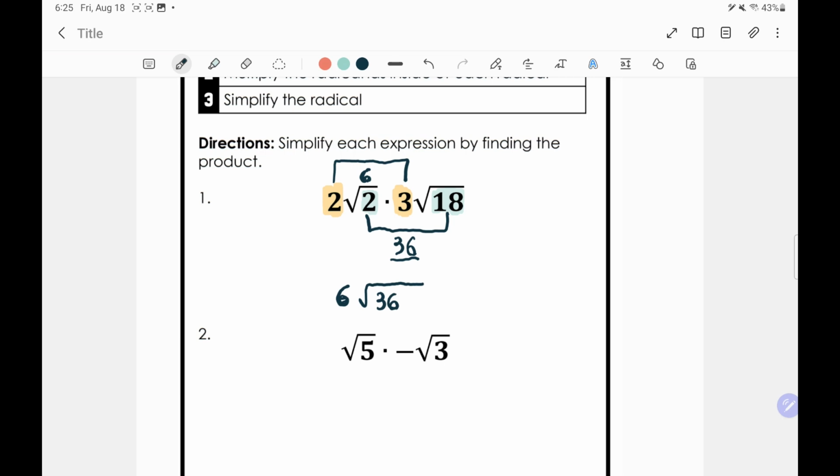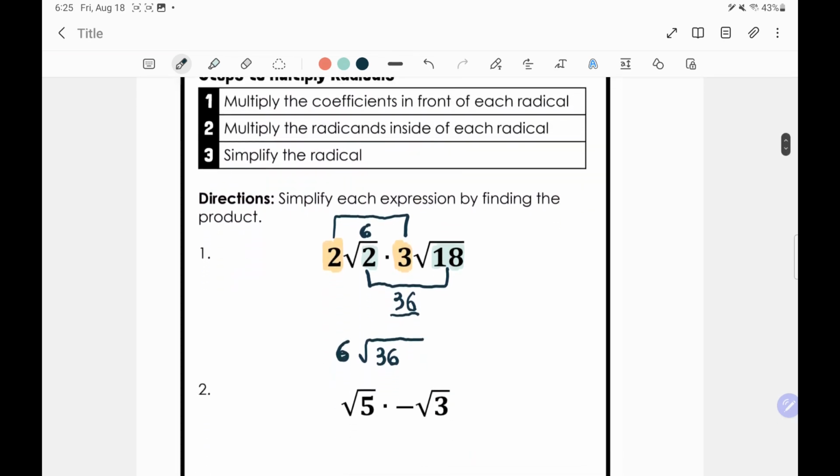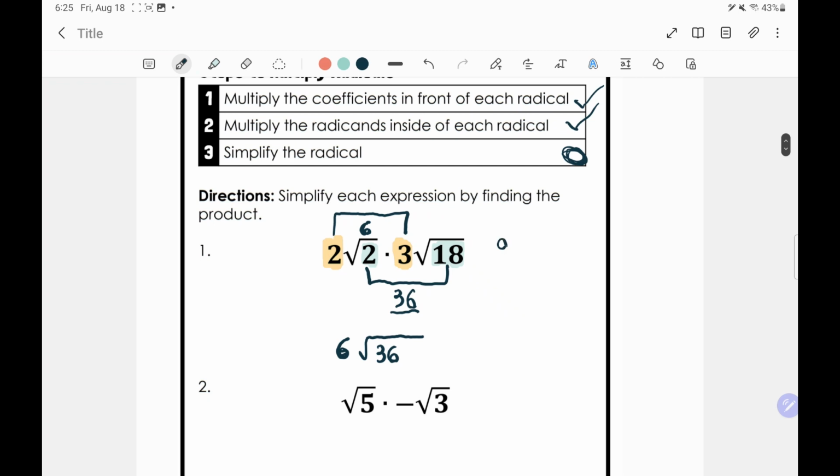Now, we finished step number 1, which is multiply the coefficients, check mark. Multiply the radicands, check mark. The only thing that we need to focus on is simplify my radical. This is what we've been doing forever, so I'm going to put it over here on the side. So it's going to be the square root of 6 and 36.